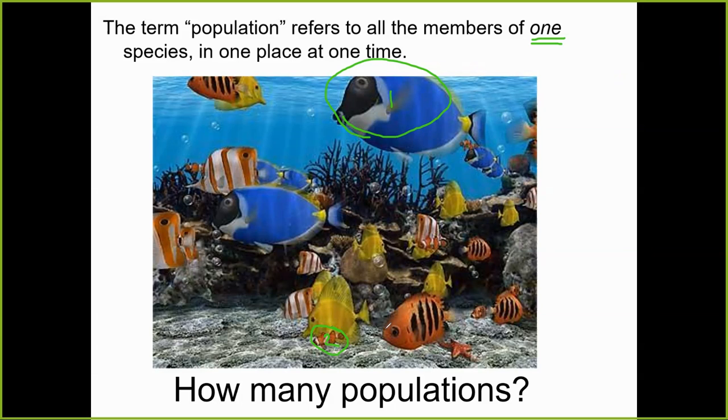I see these little clownfish, like the Nemos. That's my second population. I have these orange and black fish. That is my third population. The yellow fish, that is four. The orange and white fish, that's five. The coral itself is alive. That's six. I have the starfish. That's seven. And I think that might be about it. So in this picture alone, I am looking at seven different populations.